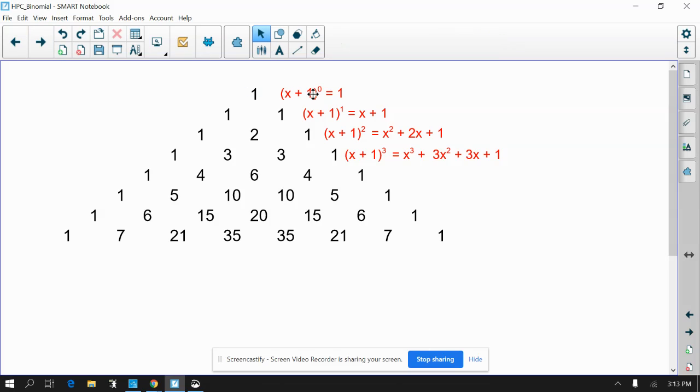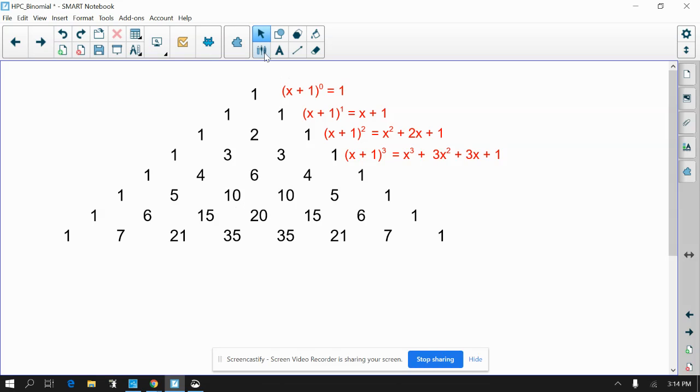Here's a binomial, x plus 1. If you raise it to the 0 power, it equals 1, because anything to the 0 power equals 1. If you raise it to the first power, it equals x plus 1. If you raise it to the second power, this is algebra 1 now, x plus 1 times x plus 1 would give you x squared plus 2x plus 1. If you raise it to the third power, so x plus 1 times x plus 1 times x plus 1, you would get this. Now, do you see a connection between expanding the binomials and the Pascal triangle?